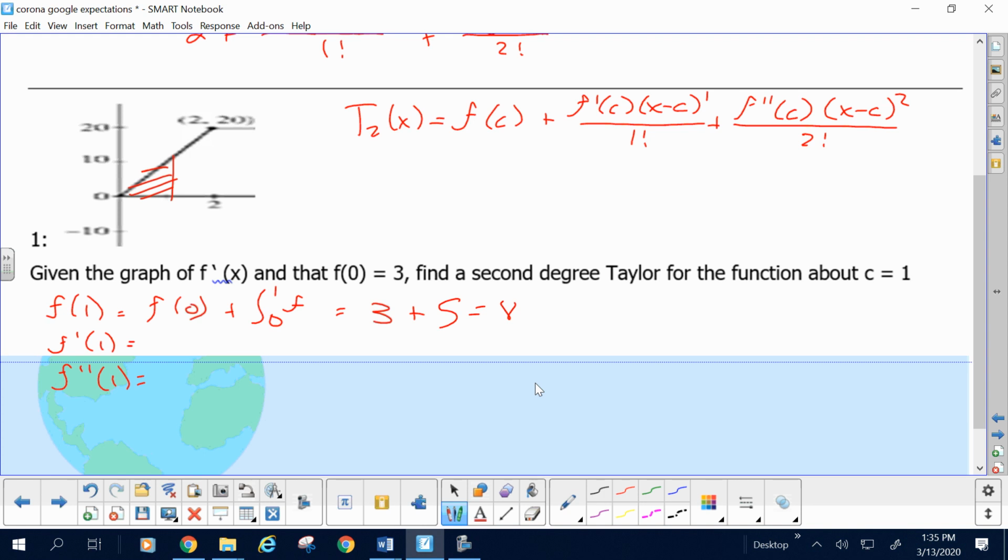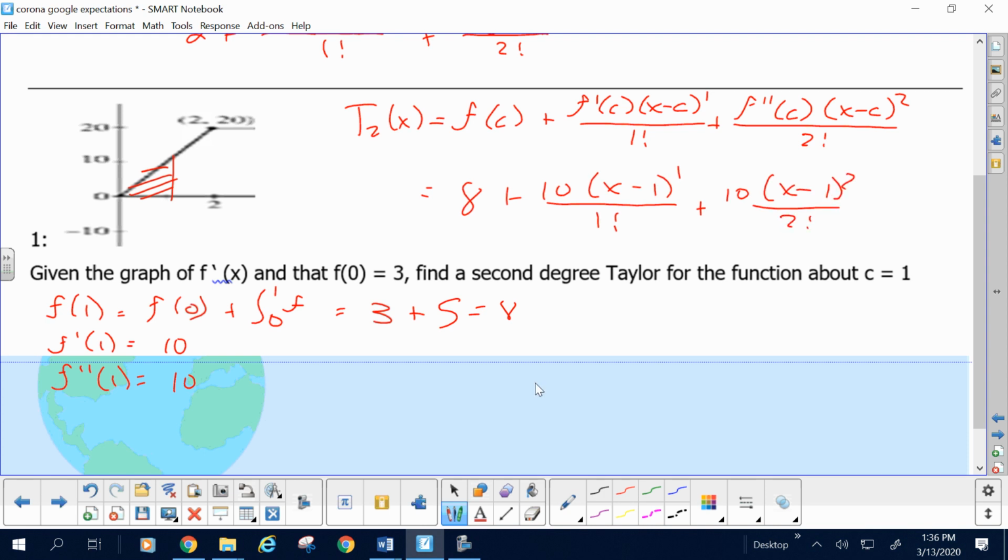All right, what about f prime at 1? 10, that's just by reading the graph, I think you'll agree. And f double prime at 1? Slope, so up 20 over 2, so 10. So did you get an answer of 8 plus 10 times x minus c, x minus 1 to the first over 1 factorial plus 10 x minus 1 squared over 2 factorial.